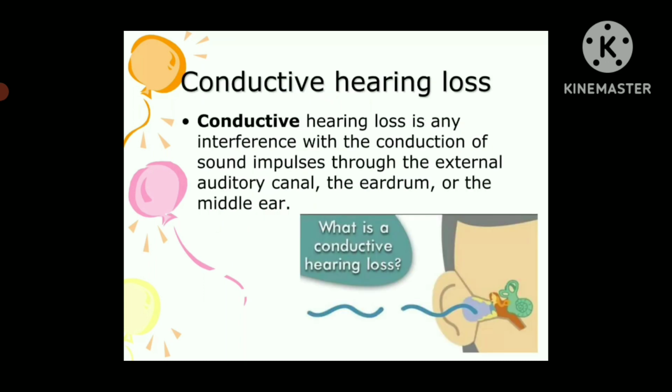Start with conductive hearing loss. As the name indicates, conductive means conduction, so there is a problem in the conduction. Conductive hearing loss is any interference with the conduction of sound impulses through the external auditory canal, the eardrum or the middle ear. Later this sound travels as neural impulses for interpretation by the central nervous system. But in conductive hearing loss, there is a problem in the conduction of the sound impulses by the external ear.